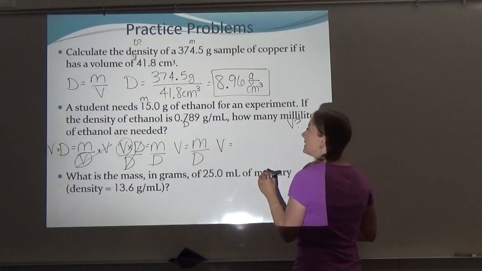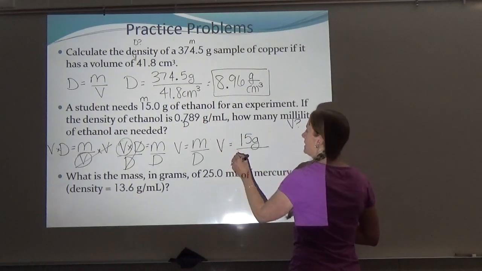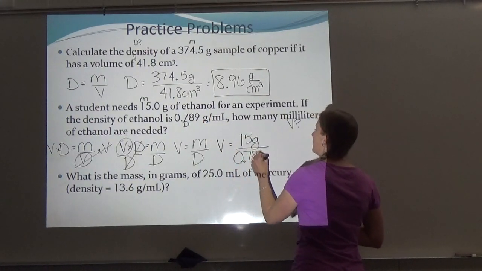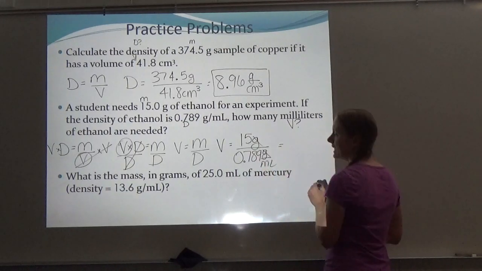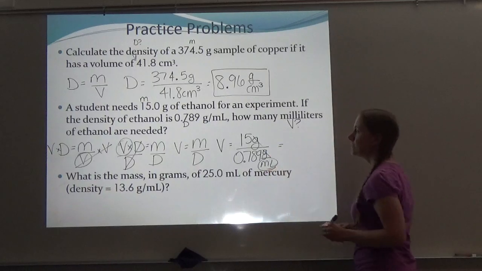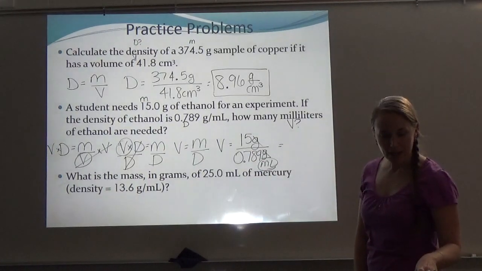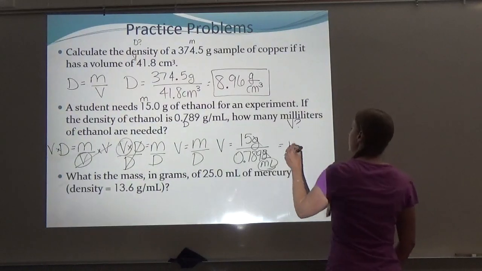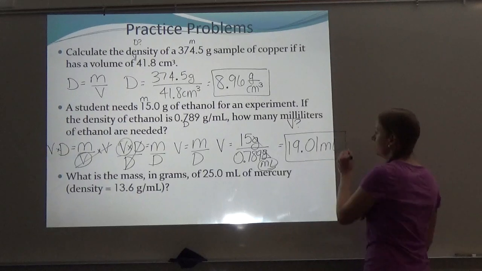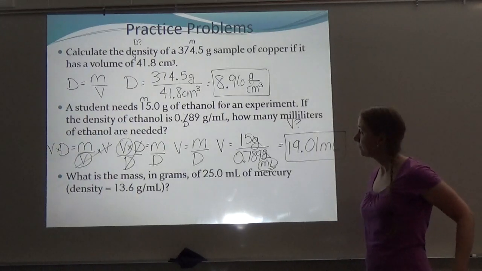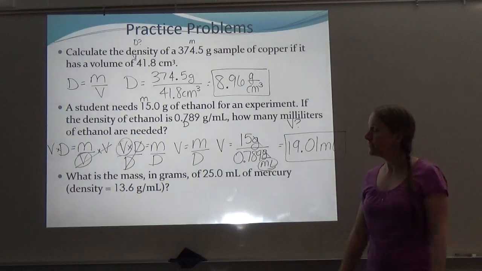All right, so then I just plug in. So my mass is 15 grams. My density is 0.789 grams per milliliter. So my grams cancel. I'm left with milliliters, and so then I just do 15 divided by my 0.789. And so for that, I got 19.01 milliliters. So hopefully you got that one right. All right, so next one. These seem to be pretty easy so far.